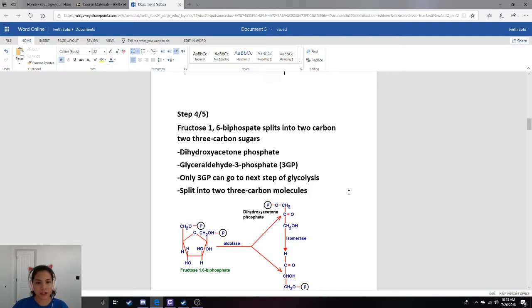Step 4/5, there's 2 steps in this one because fructose 1,6-biphosphate splits into 2 three-carbon sugars, so it can go 2 ways. It can go to the dihydroxyacetone phosphate or the 3-GP. But only 3-GP can go to the next step of glycolysis, so it'll mainly be 3-GP.